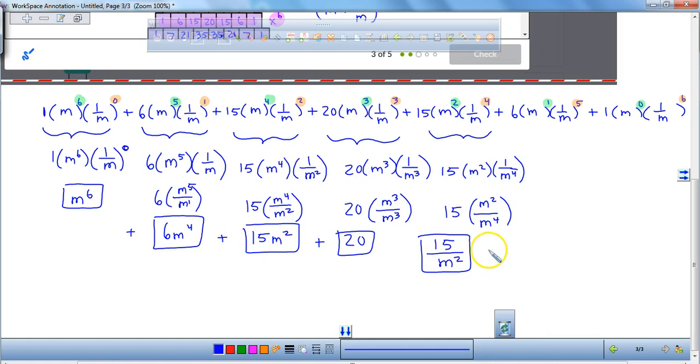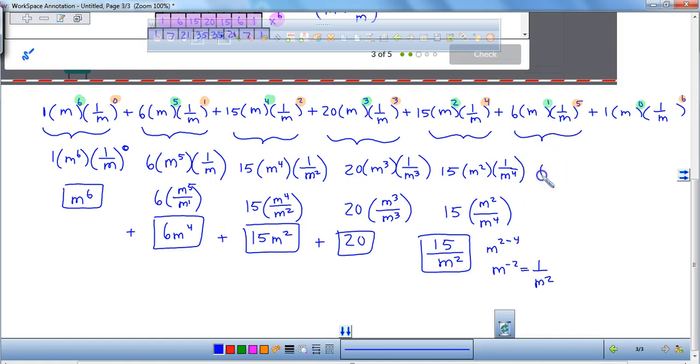So understand, if I did m to the power of 2 minus 4, and I got m to the power of negative 2, that's the same as saying 1 over m squared. So I'm just going to leave it as a positive exponent. I'm not going to type it in as a negative exponent. Okay? Almost done.